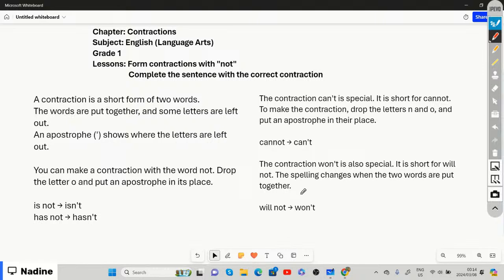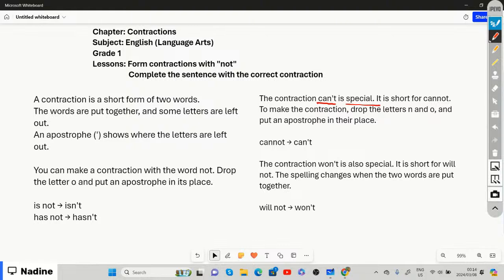Then when it also comes to contractions, there is the contraction can't. So the word can't is special. If you say, I can't do that, right? I can't write my name. I can't spell that word. I can't kick the ball. I can't play soccer. I can't play netball, right?